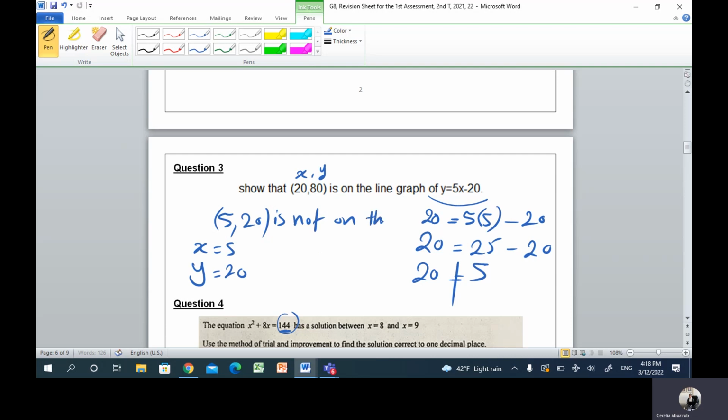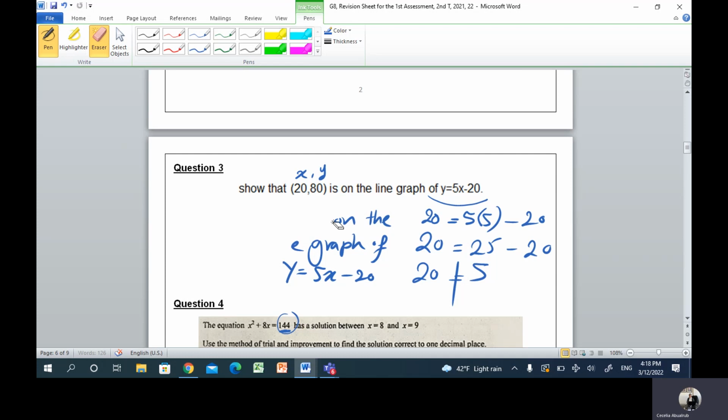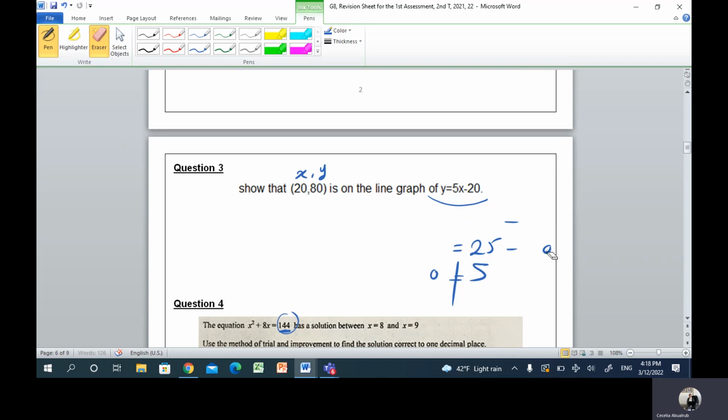It will be 5. So 20 is not equal to 5, which means the point is not on the line graph of y is equal to 5x minus 20, because this point did not satisfy the equation of the line. Okay, so once again, this example is just to show you how we figure out if the point is on the line or not. If the point satisfies the equation, it means that the point is on the line graph. If it does not satisfy the equation, then it means that the point is not on the line graph.